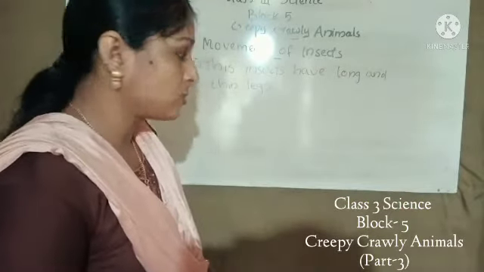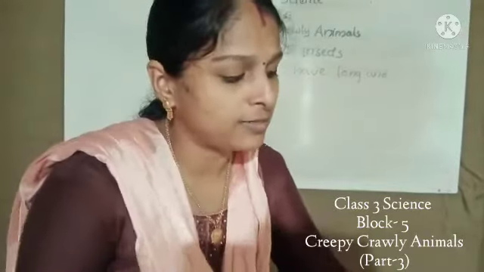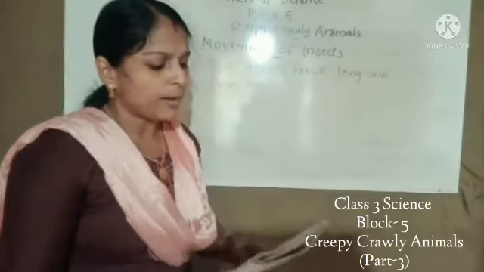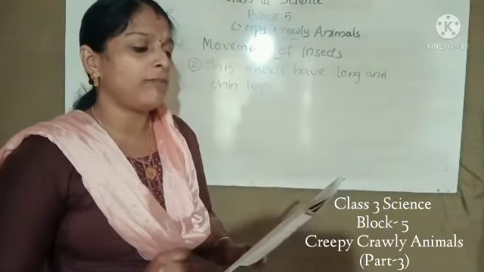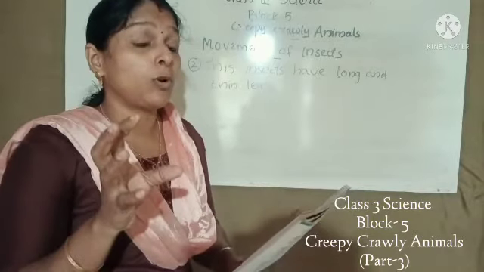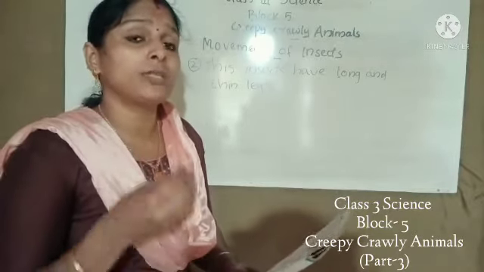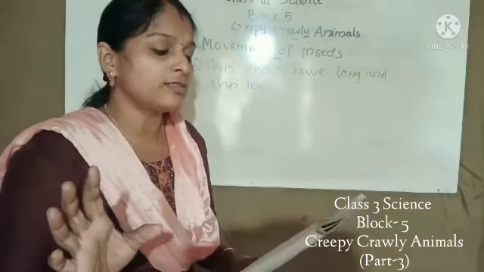Okay, this much only you have to do in the workbook. Now we have to discuss two practice questions in our textbook. Practice question number 3. Why do earthworms come out of the soil when it rains? When it rains, as we told, their holes will be filled with water, so they cannot breathe inside the soil, so they come out of the soil.